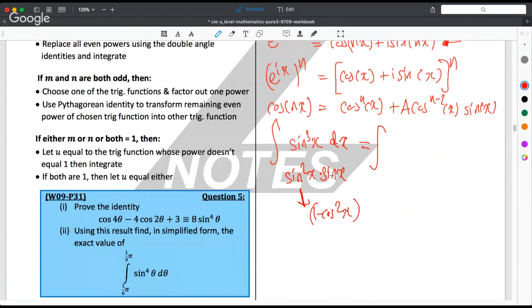So if I distribute sine x times 1 minus cos squared, I get sine x minus sine x, right, times cos squared x dx.